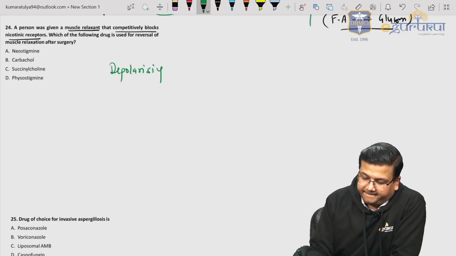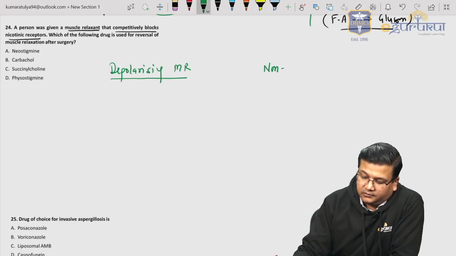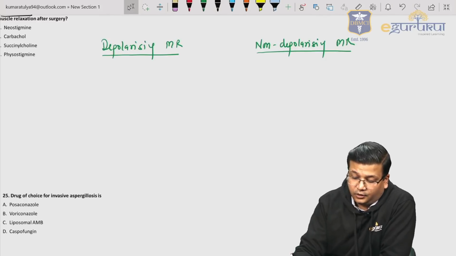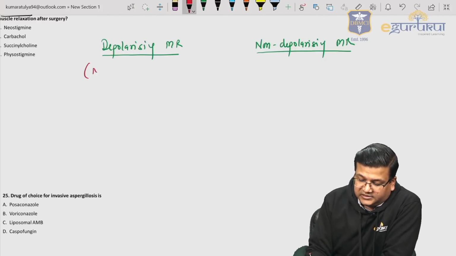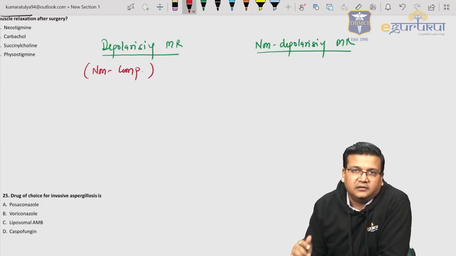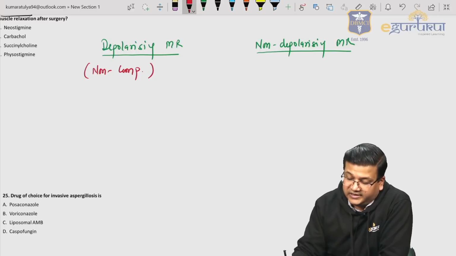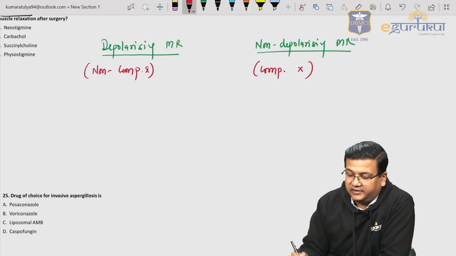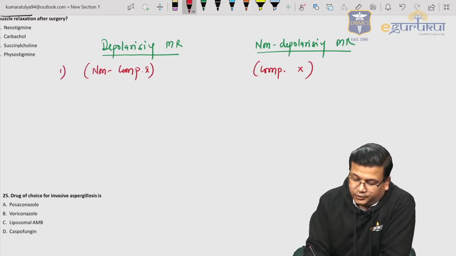depolarizing muscle relaxant and non-depolarizing muscle relaxant. Two kinds of muscle relaxant acting directly at NM junctions are available: depolarizing and non-depolarizing. Depolarizing are also known as non-competitive muscle relaxants. These drugs are actually not antagonists at all, they are agonists at the nicotinic receptor, while the non-depolarizing are competitive antagonists.